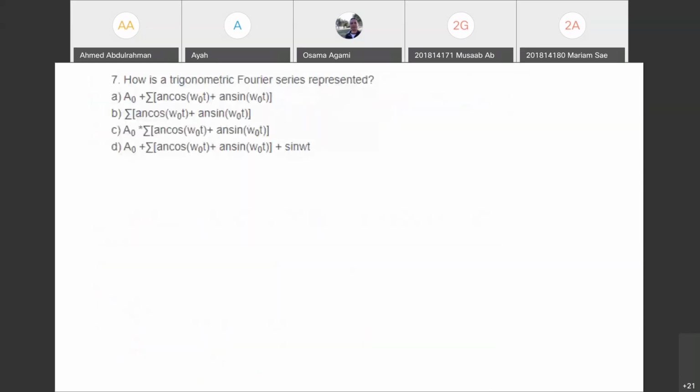Now, how is trigonometric Fourier series represented? The formula of Fourier series: A or B or C or D? Yes, because B is missing a naught, right? C is multiplying a naught by the other parts, but it is supposed to be added. Number D, he added something out of the sum, which is sine omega t, which is wrong. So the right formula for Fourier series is A.